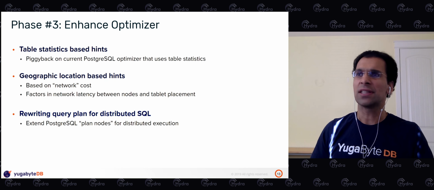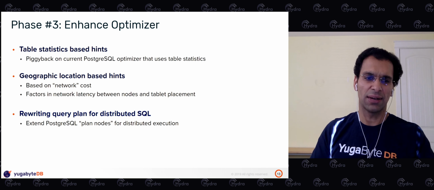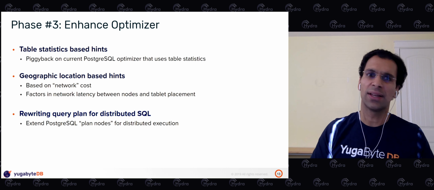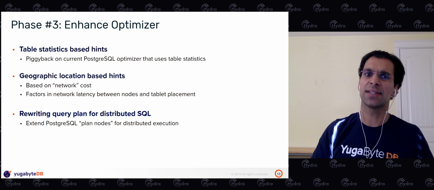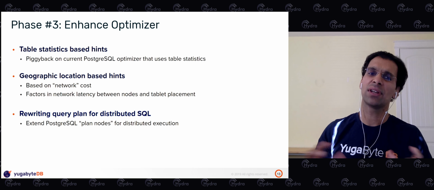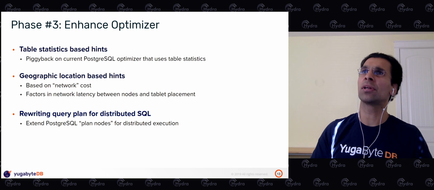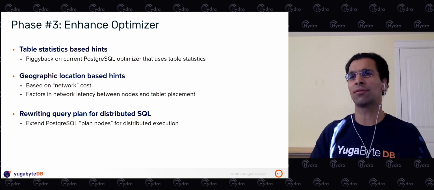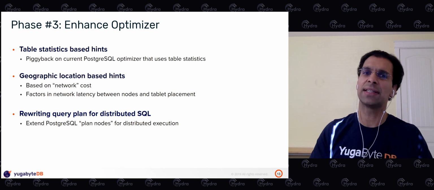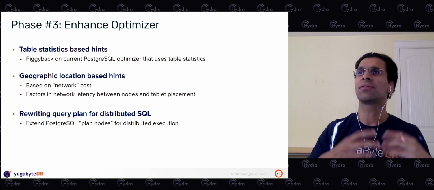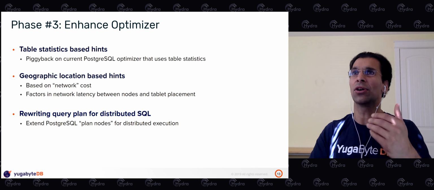Okay, the third phase, which is at a little earlier stage but is making rapid progress, is to use things like table statistics-based hints, geographic location-based hints, and the fact that there's a network cost involved in going across nodes, and even rewriting the query plan to make it more relevant for distributed. So that you really get a better execution for a distributed set of nodes, right? So that's really something that's in progress. Obviously, the advantage that YugabyteDB has is it has all of the infrastructure that PostgreSQL has to build on top of, right?